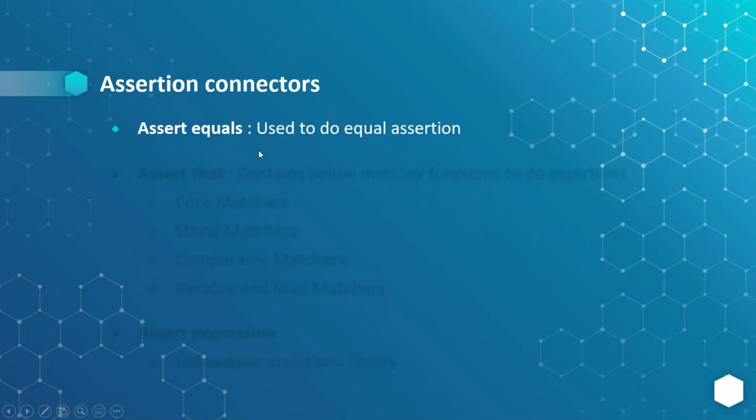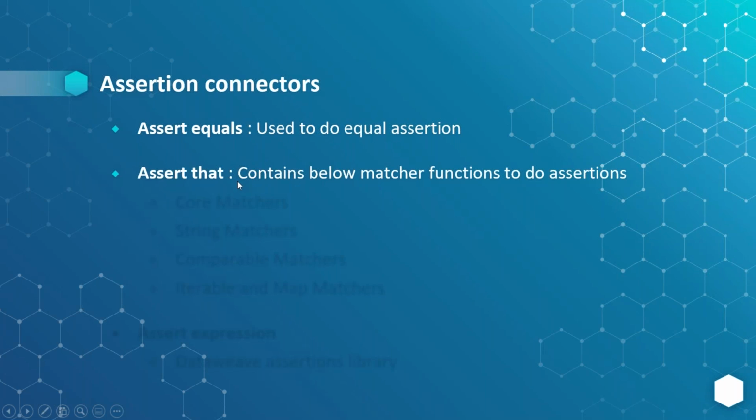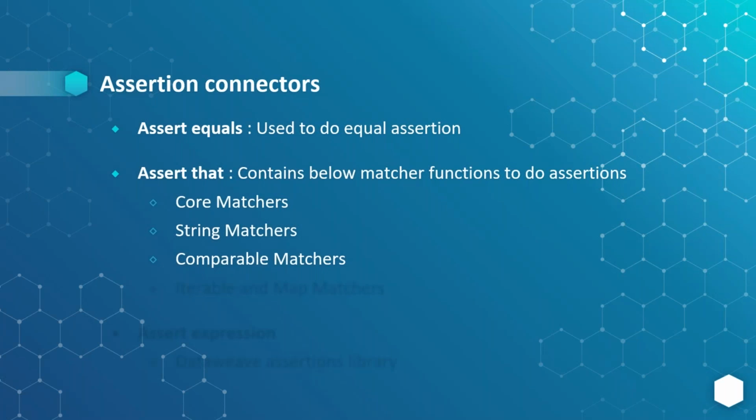The assert equals is just used to do the equal assertion. Whenever we would like to do only an equals assertion, we can make use of assert equals. Assert that contains a lot of matcher functions to do different types of assertions. We will see all the matchers available. Those are categorized into core matchers, string matchers, comparable matchers, iterable and map matchers.